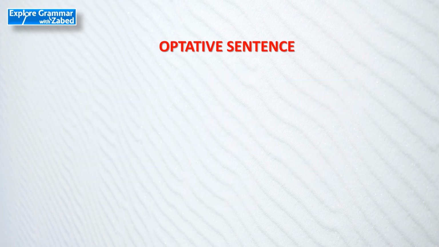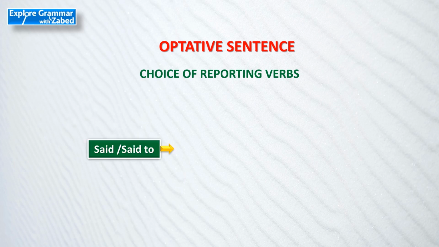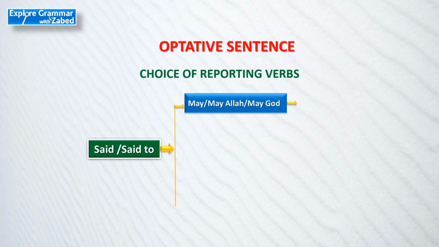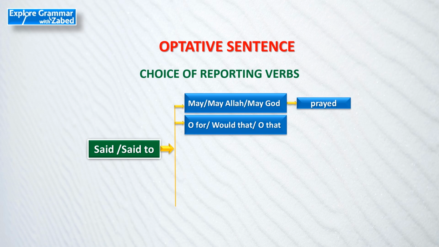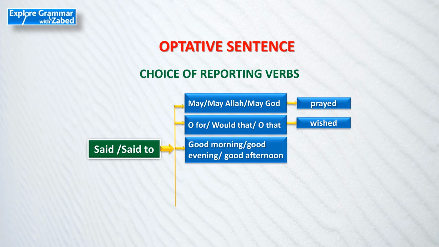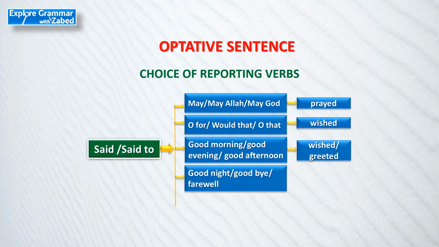At the time of changing an optative sentence from direct speech to indirect speech, we generally change the reporting verb said or said to in the following way. In the beginning of an optative sentence, if you find may Allah or may God, it will be changed to prayed or blessed. If you find of or would that or that, we use the reporting verb wished. If the reported speech begins with good morning, good evening, good afternoon, or happy birthday, we use the reporting verb wished even. But if the reported speech starts with good night, goodbye, or any type of farewell word, we use the reporting verb bade instead of said or said to.